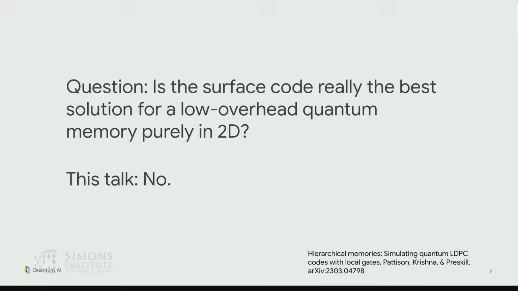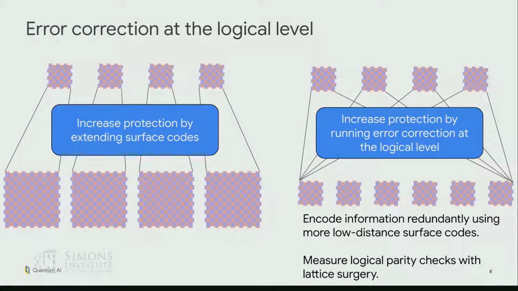And we kind of know this already from this nice work by Pattison, Krishna, and Preskill down here, where they were focused a little bit more on the asymptotics. This talk is going to be focused on, I actually have a target logical error rate I want to hit, just 1 in a trillion, and what is the actual space-time overhead that I require for hitting a memory that can preserve information for that length of time, rather than seeing some sort of asymptotic advantage. And the idea is actually pretty simple.